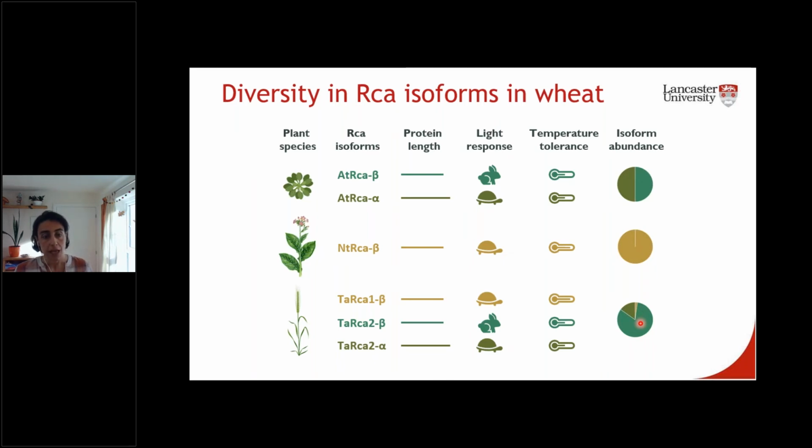So this started to really build a story that we can now explore in terms of trying to identify natural variation in wheat germplasm, as well as create novel variation by gene editing technologies in order to explore single amino acid changes that can lead to significant changes in the temperature response of Rubisco activase.